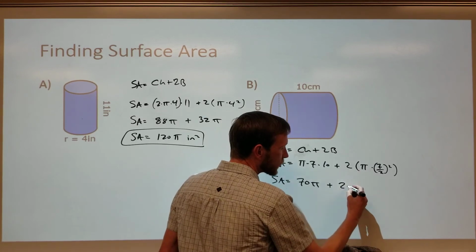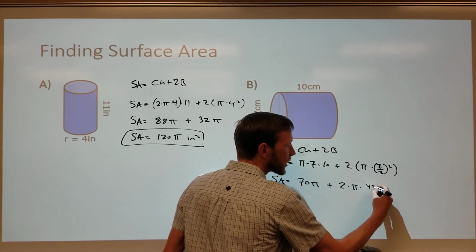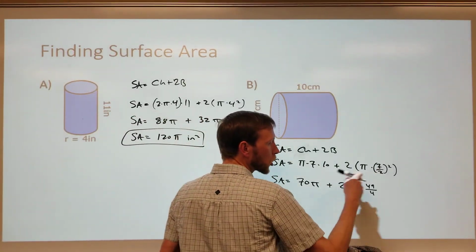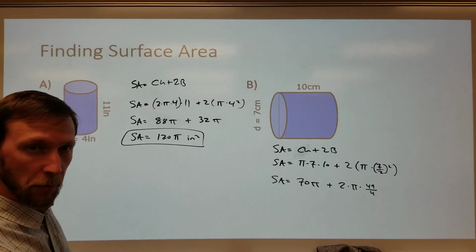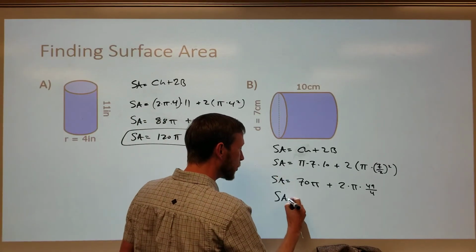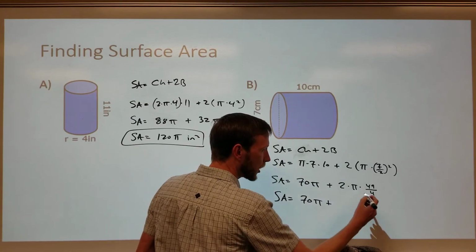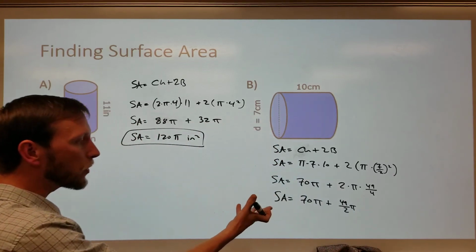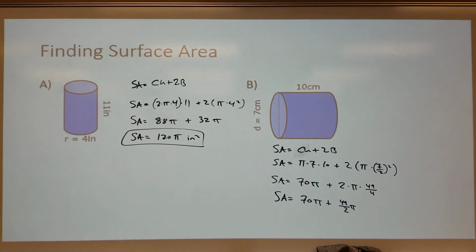Over here, we've got 2 times pi times 49 over 4. All right, I know that's a little bit awkward. If we were to multiply 49 fourths by 2, that would give us 98 fourths, but then that would simplify so that we would get 70 pi plus 49 over 2 pi. But now we still have like terms, it's just that they don't have a common denominator. So we're going to use our calculator to take 70 plus 49 divided by 2 and make sure that we write that as an improper fraction.